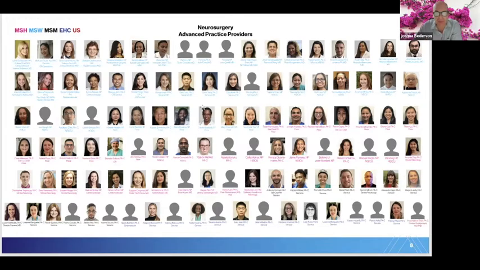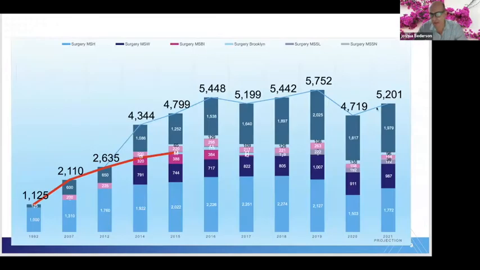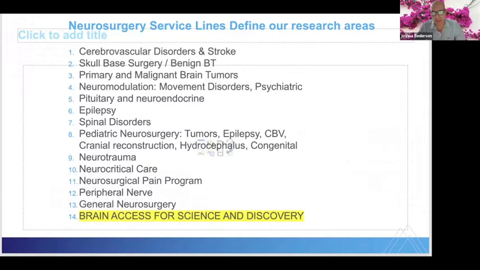It's a large program, and we have a large number of advanced practice practitioners, physician's assistants, and nurse practitioners. Our case volume is approximately 5,000 to 6,000. Here you can see the impact of the pandemic. This slide is slightly old. Right now, we're projecting about 5,500 cases. And we try to cover all of the different categories of neurosurgery. These are our divisions.